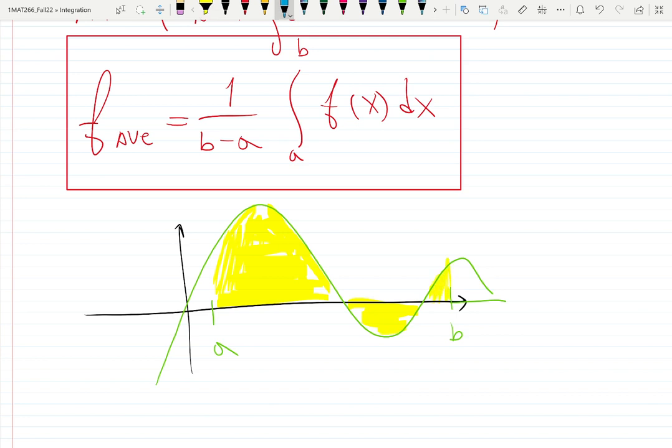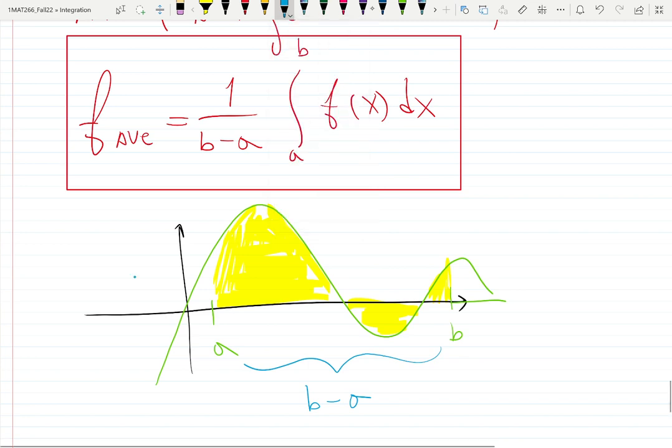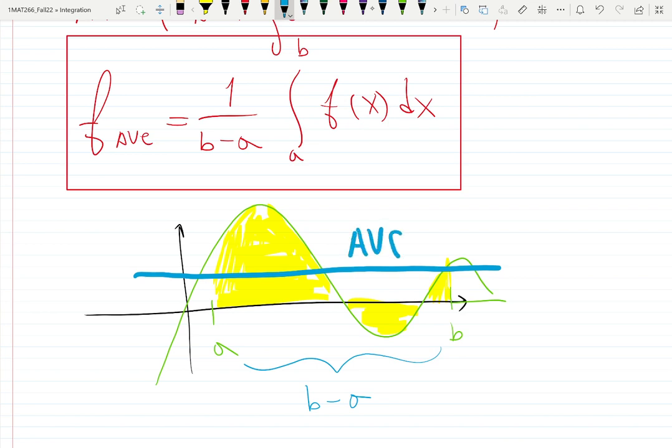Intuitively you see the average will probably be positive, but to actually find it, just divide by the length of this interval, which is b minus a. When you divide by b minus a, this line will show up, and this line gives you the average. This is the average.